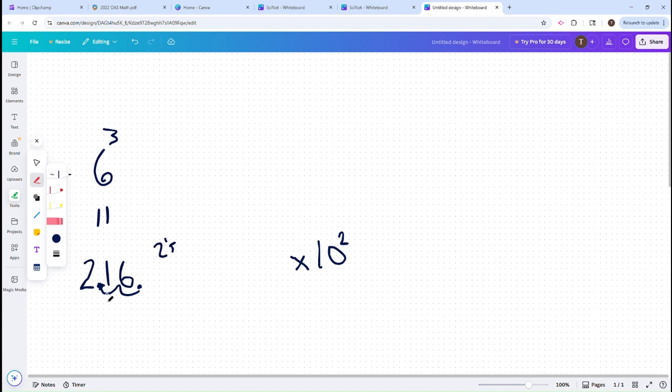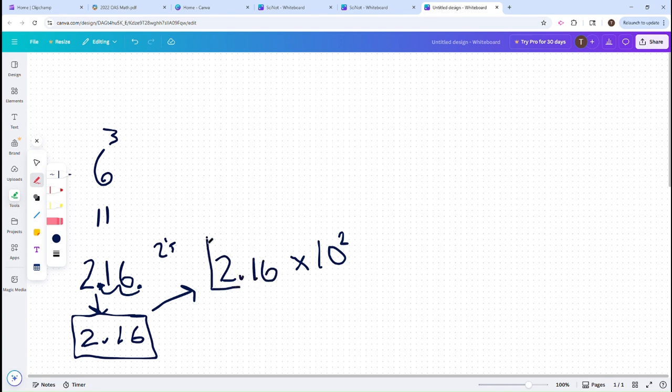And now, when the decimal is moved 2 spaces to the left, this number now becomes 2.16. Notice this number is bigger than 1 and smaller than 10. That has to be, so you can put it in scientific notation. So we have 2.16 times 10 to the second power. This is this number in scientific notation.